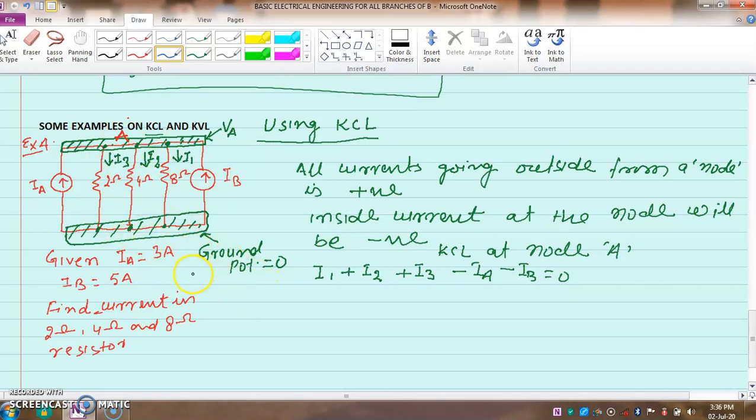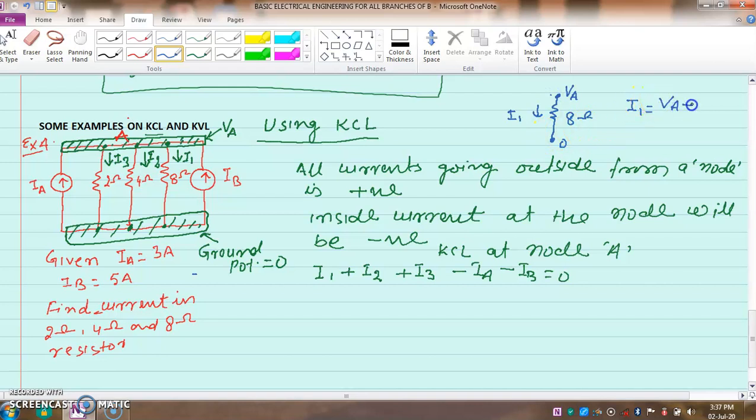Now we need to put the value of I1. What is I1? I1 is the current flowing in this 8 ohm resistance. So I bring this 8 ohm here to understand. Here what is the voltage? VA. And what is the voltage here? 0. This is 8 ohm and the current is in this direction. So as per Ohm's law, I1 equals the potential difference, meaning the potential difference between VA and 0.